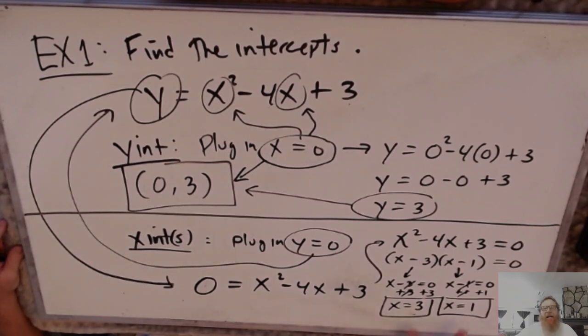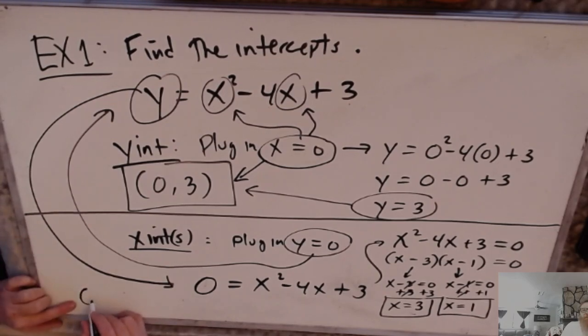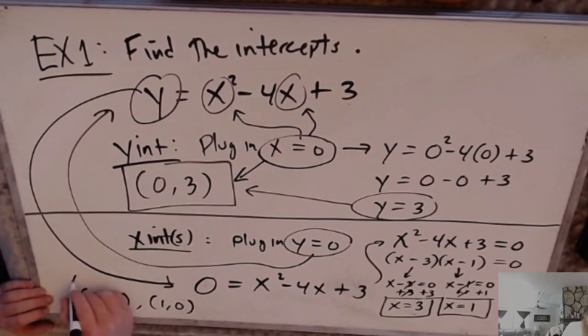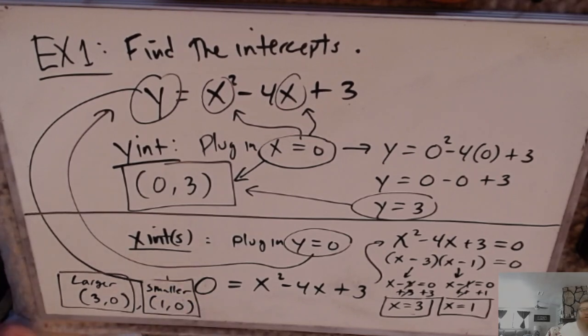Okay. You cannot type your answer this way. You have to type your answer as pairs. So the x-intercepts are 3, 0, and 1, 0. The larger one is 3, 0. The smaller one is 1, 0. I don't really care which one you tell me first.